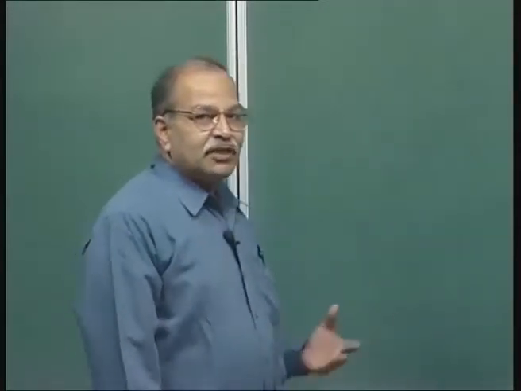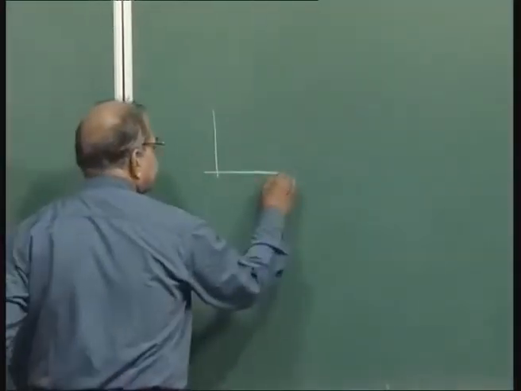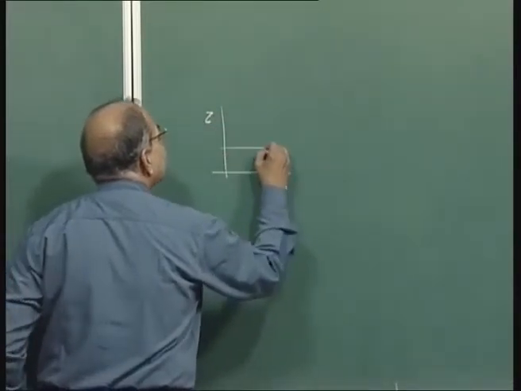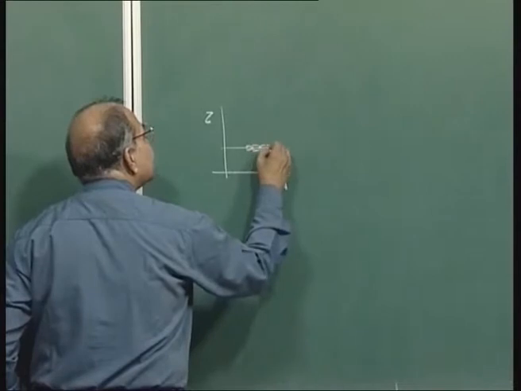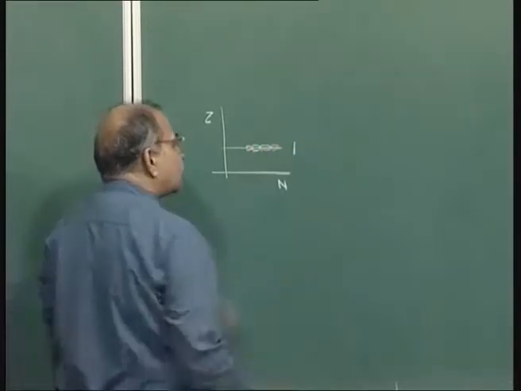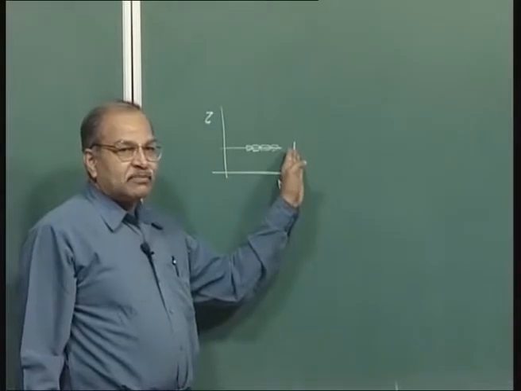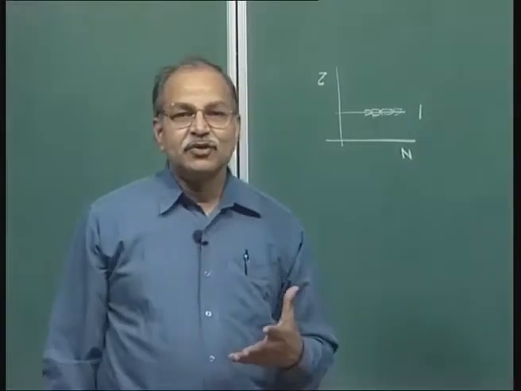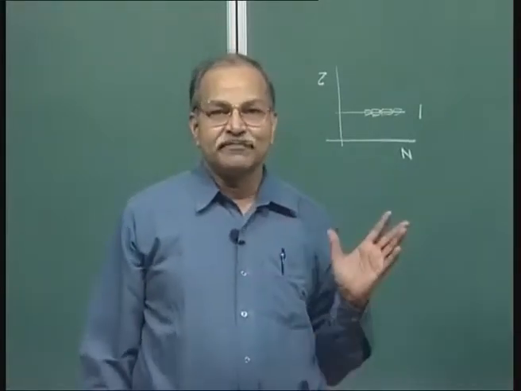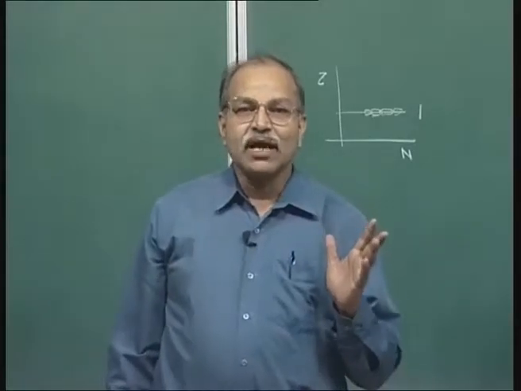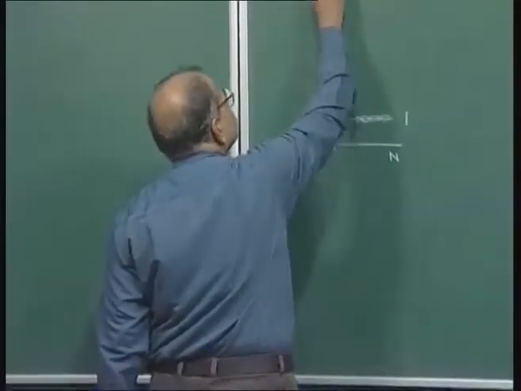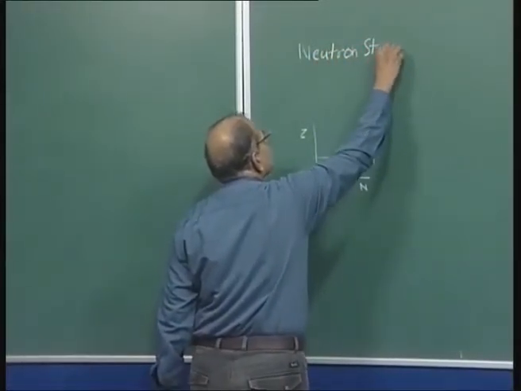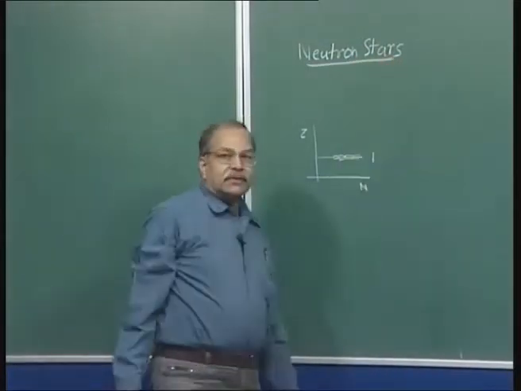You had seen that for a particular value of Z, if you look at how many neutrons can be absorbed in this, then you have some limit after which neutrons cannot be absorbed. But there are objects in this universe where you have neutrons and neutrons and neutrons only, and these are neutron stars. So, what are neutron stars?